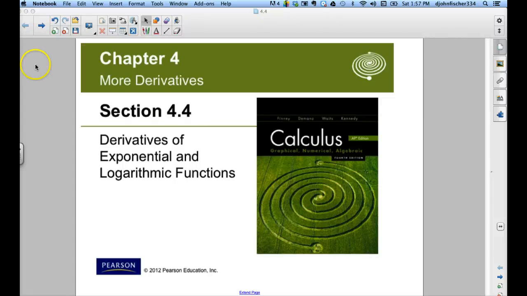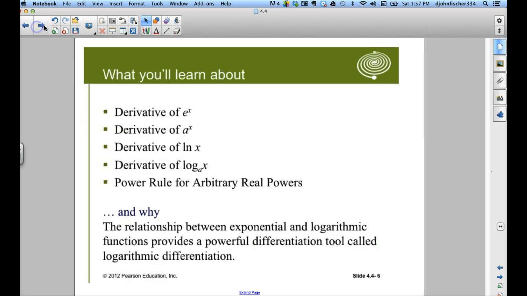Hopefully the sound's working. Okay, we're going to talk about derivatives of exponential and logarithmic functions. And this is the last section of chapter 4, and then we'll have a tape, so we'll see how it works as we go through here.